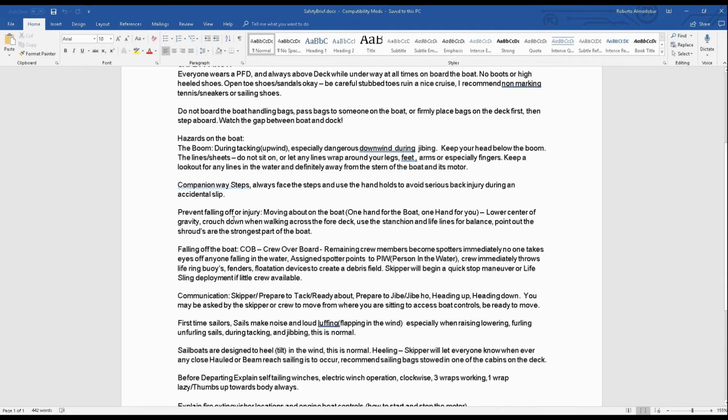Next, to prevent falling off or injury, moving about on the boat. If you remember your training, one hand for the boat, one hand for you. Lower your center of gravity, crouch down when walking across the foredeck. Use the stanchions and lifelines for balance. You can point out that shrouds are the strongest part of the boat. You can point to them. Those are better to hang on to. But the lifelines are designed for stability. They're not really designed to take the full weight of a person.